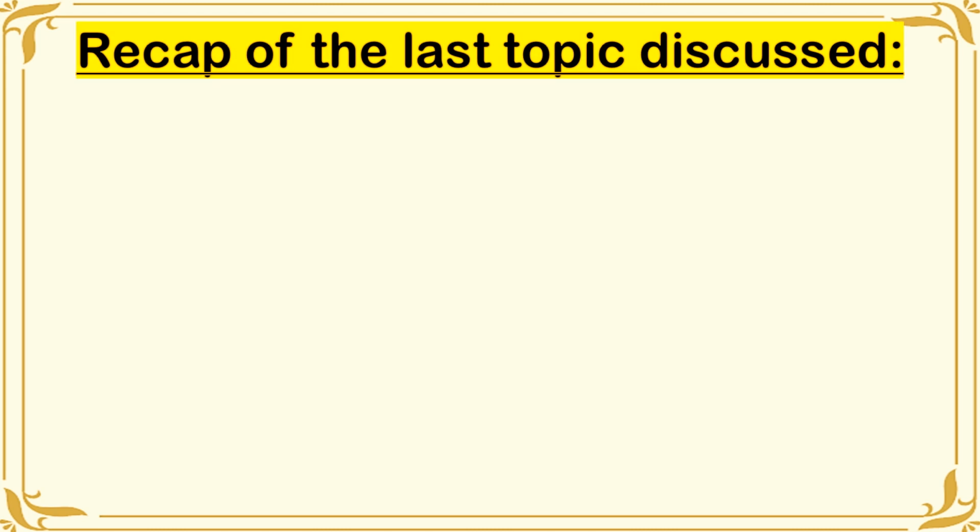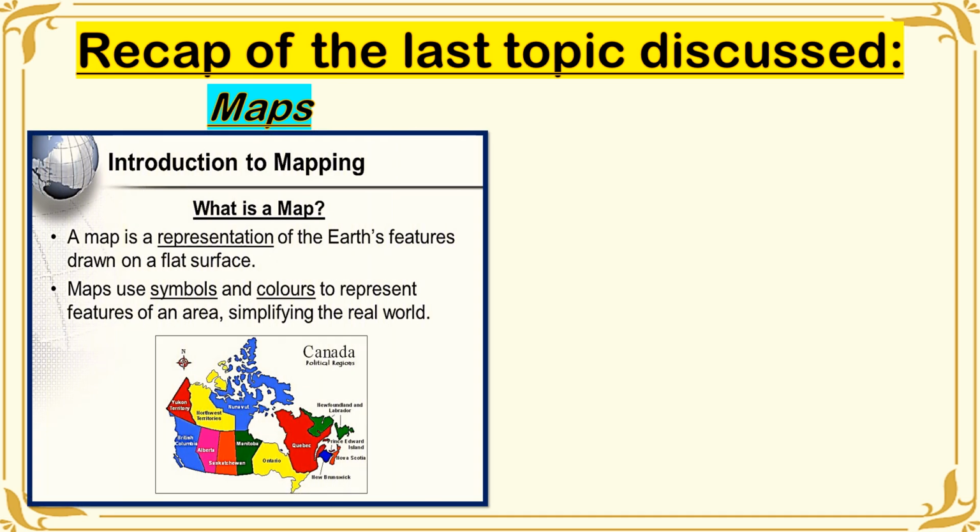So class, before we proceed to our online learning discussion, I would like us to have a short recap or review to refresh your minds for the last topics that we have discussed. The first one was maps. So what is a map? A map is a representation of Earth's features drawn on a flat surface. Maps use symbols and colors to represent features of an area, simplifying the real world.